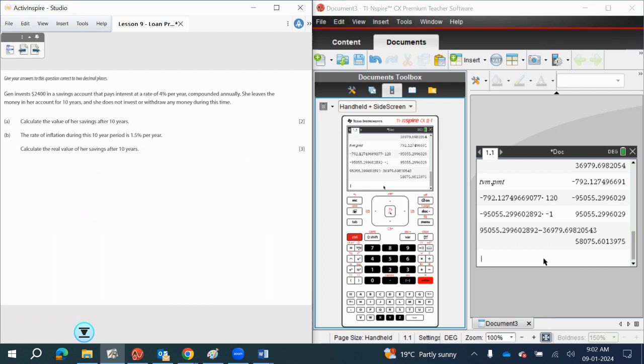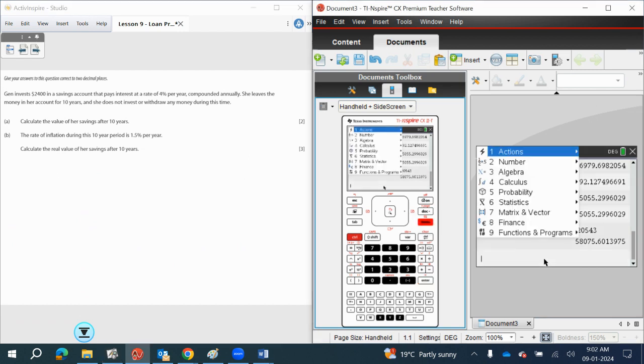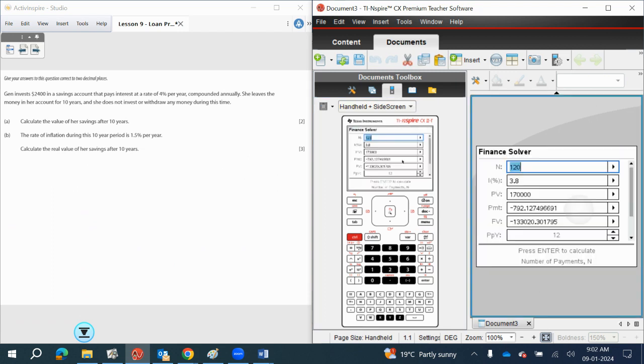Okay, Jen invests 2,400 in a savings account that pays 4% interest compounded annually. She leaves money in the account for 10 years and does not withdraw. So this is a fairly easy one. I won't write up the methods as well, just to save time. But what we need to do on this one is we are going for, she just puts money in and leaves it there. There's no payment.